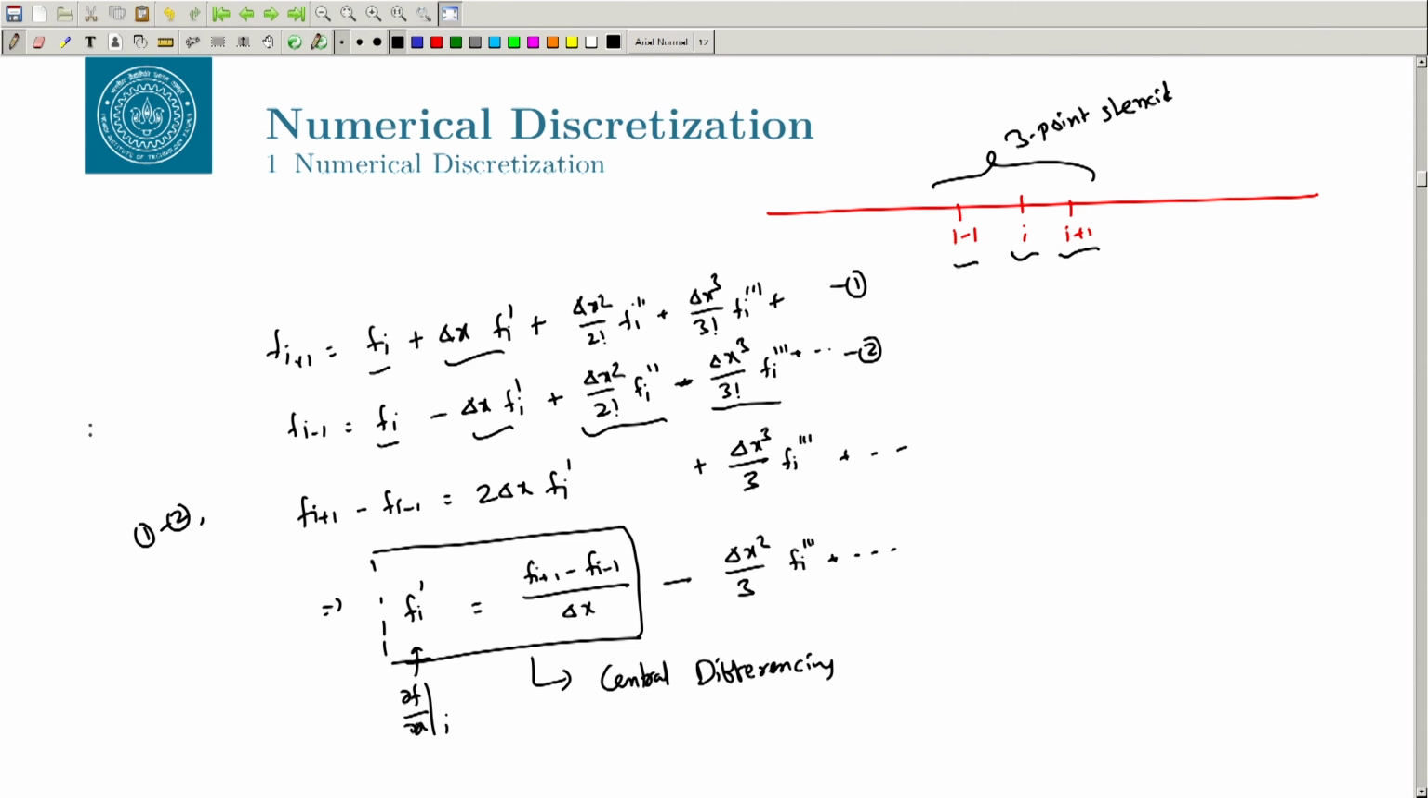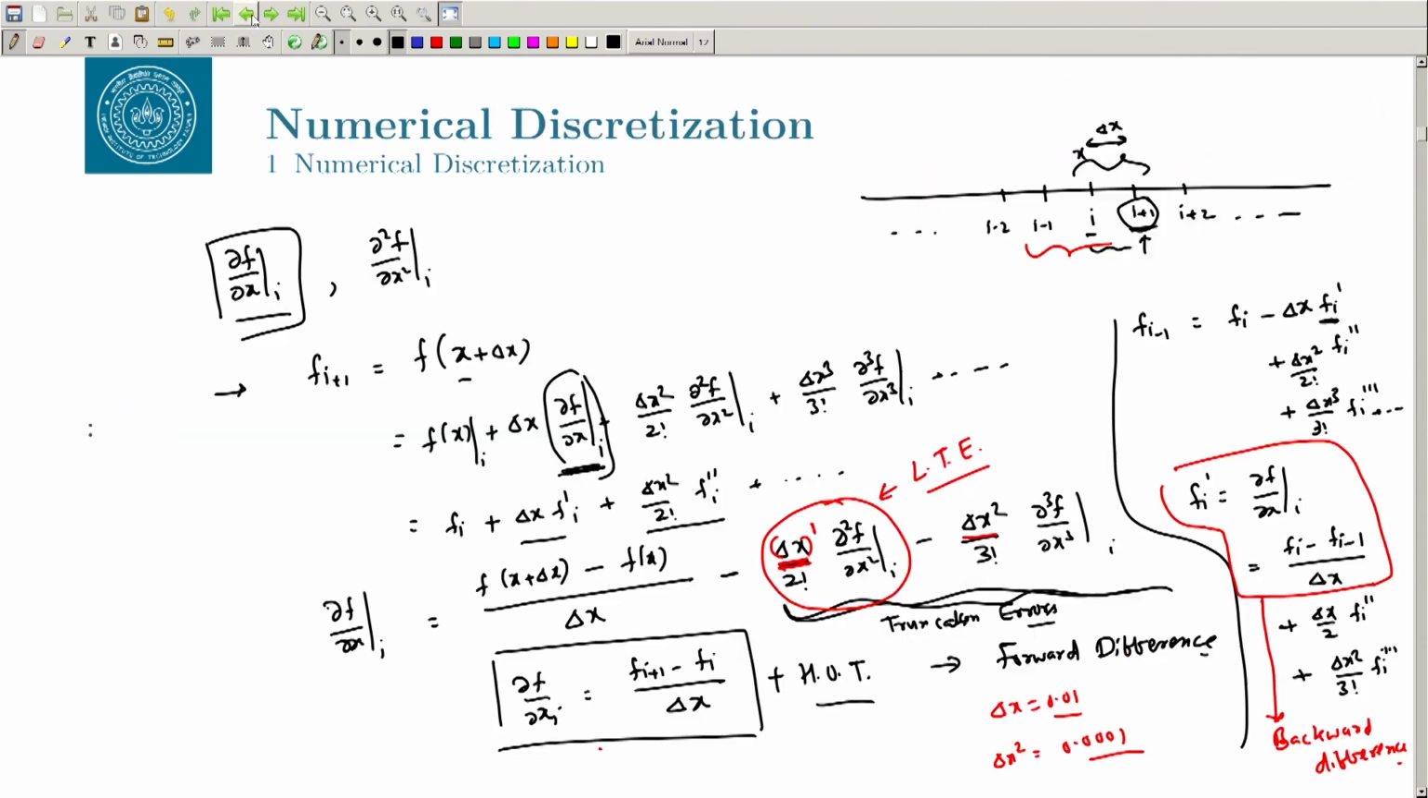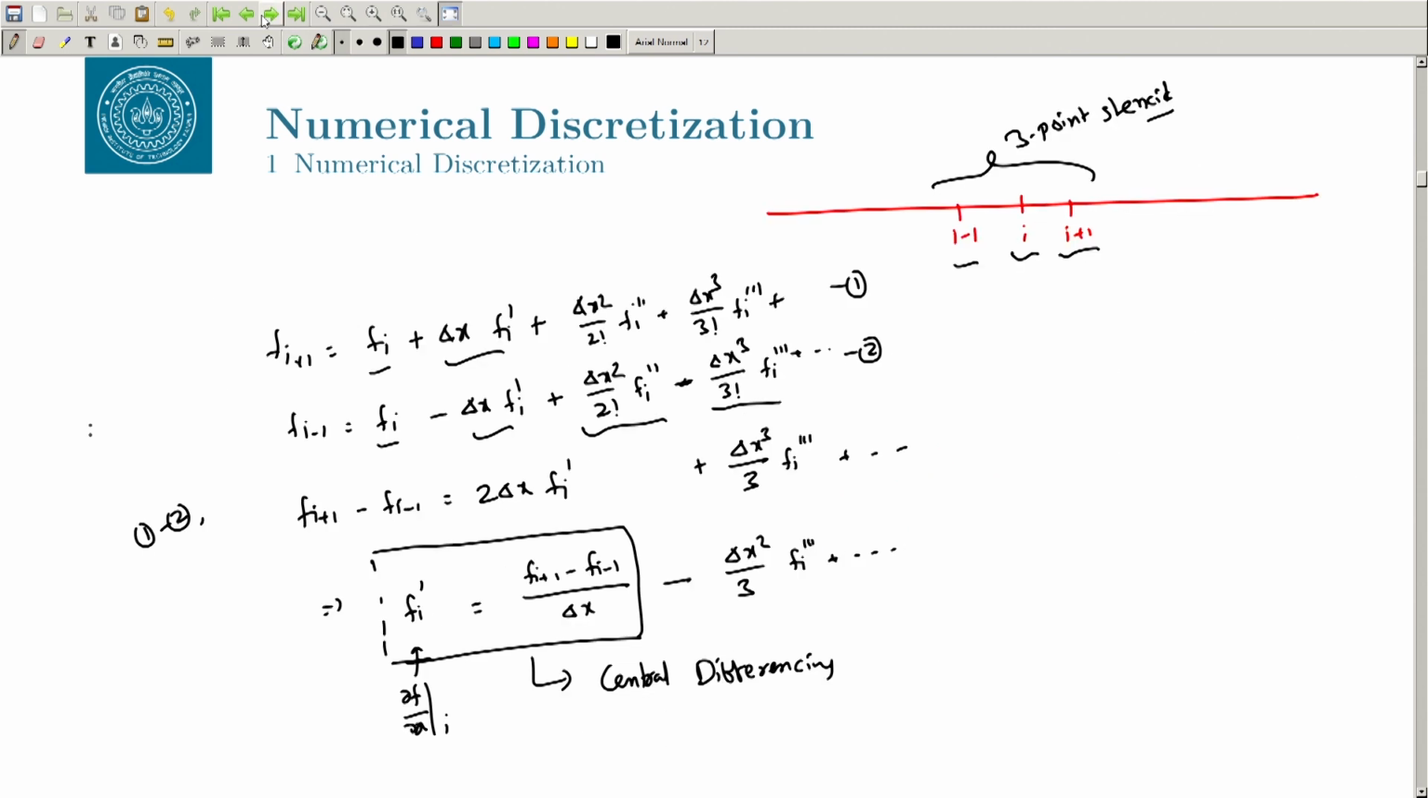So, the number of points you are using in the stencil to calculate the derivative is also very important, because that gives you the order of accuracy. Earlier, when we were doing this one sided thing, there was a 2 point stencil, right. Either you use forward or backward, this is also a 2 point stencil, right. So, this is the central differencing.